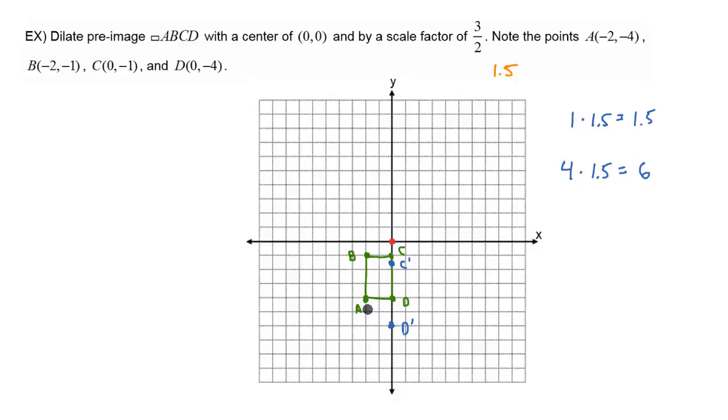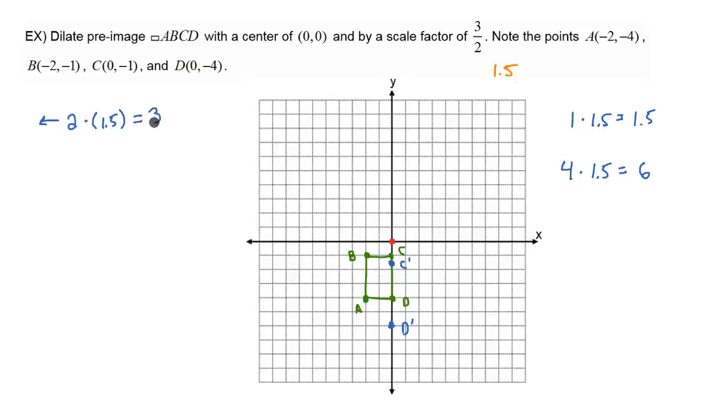Now we're on to point B and point A, and those are going to be a little bit harder because we're moving to the left and we're also moving down. So to get to B, we had to move to the left twice. So when we're moving to the left, that was 2 times, so we multiply that by 1.5.